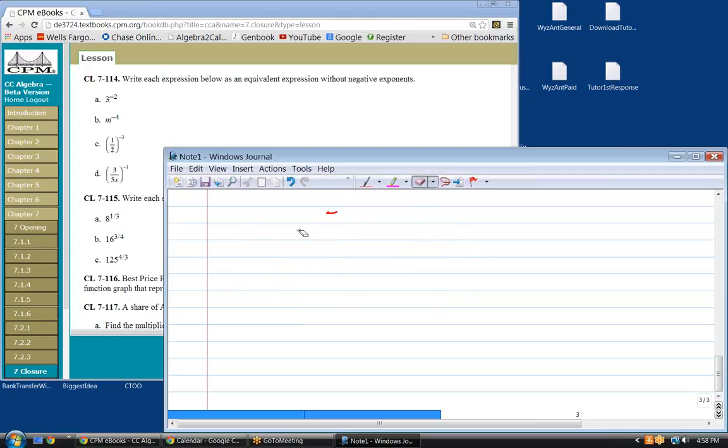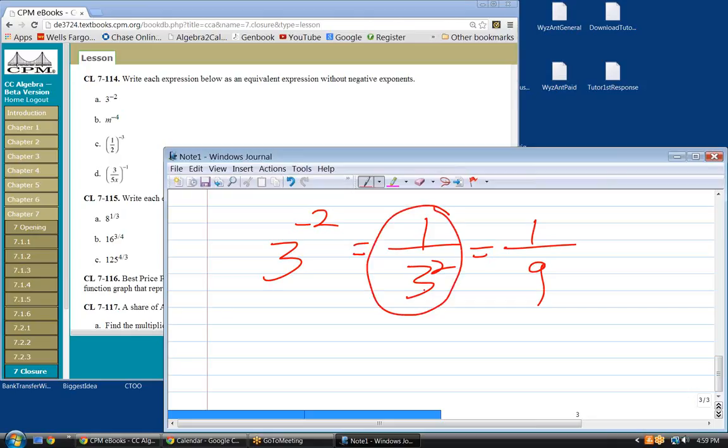Let's do the first one. What's this? 1 over 3 squared. Okay. Which is? 9. 1 over 9. So 1/9. In other words, for A, I had to do 2 steps. I had to flip it, and then I had to square the 3 to get that. For D, I just had to flip it. I had to do one thing is all.